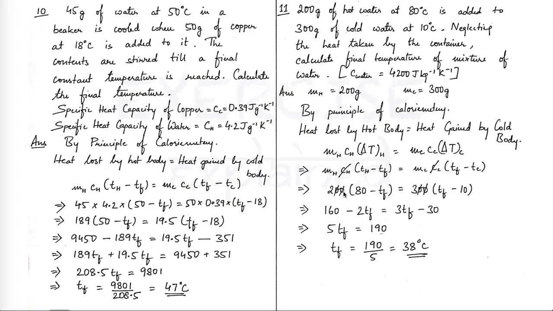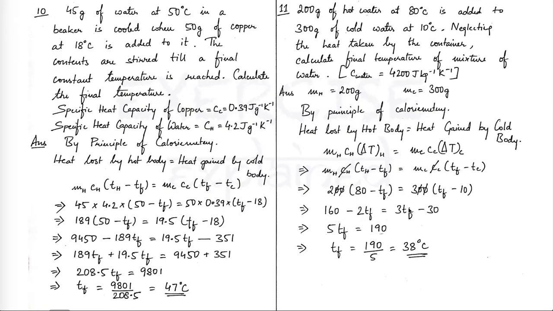So mH is given as 200, mass of hot body, temperature of hot body is 80 minus final temperature is equal to 300 into final temperature minus 10. Double zero cancels on the left side and right side. 2 into 80 gives us 160 and 2 into TF gives us 2TF with a negative sign is equal to 3TF minus 3 into 10 gives me minus 30.